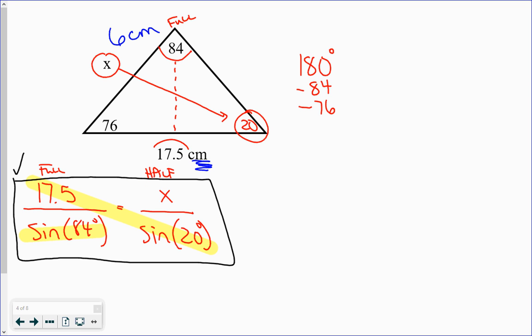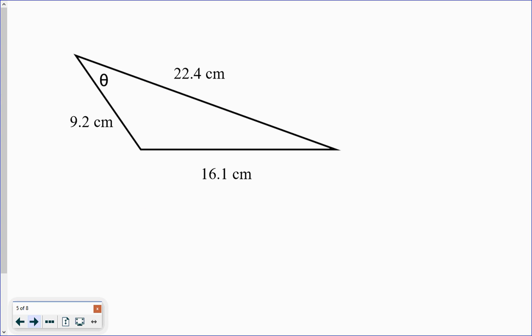Okay, so if you have one full pair, then you're using sine law. And sine law is side over angle, cross multiply and divide.